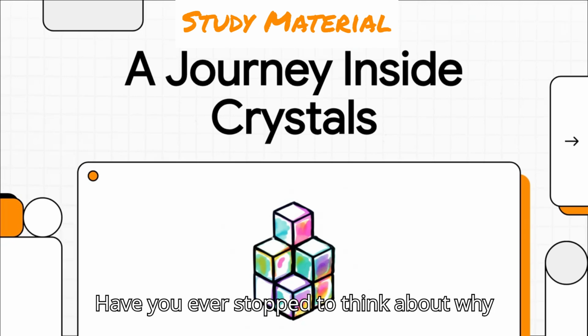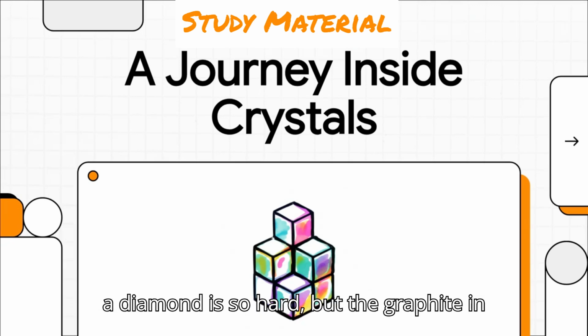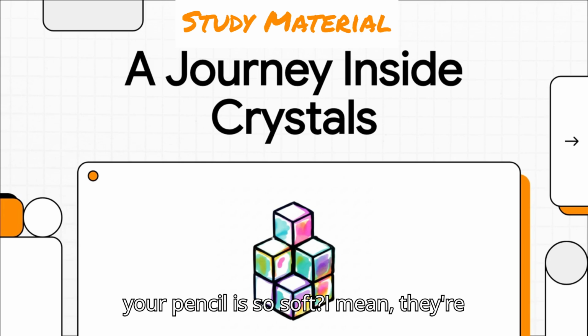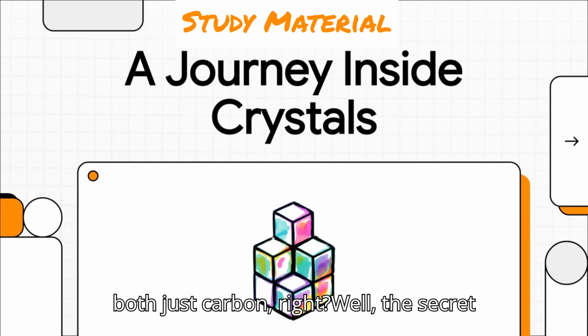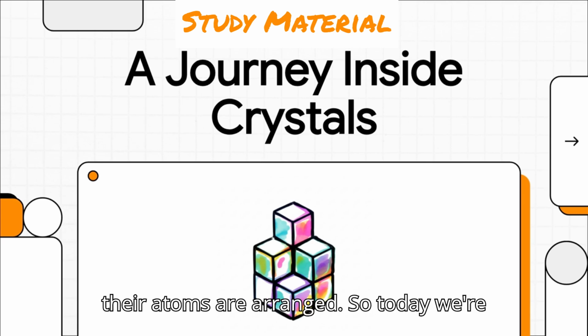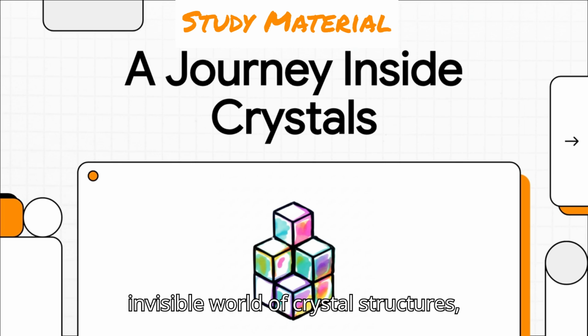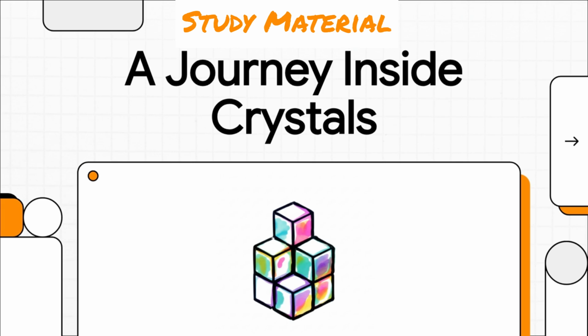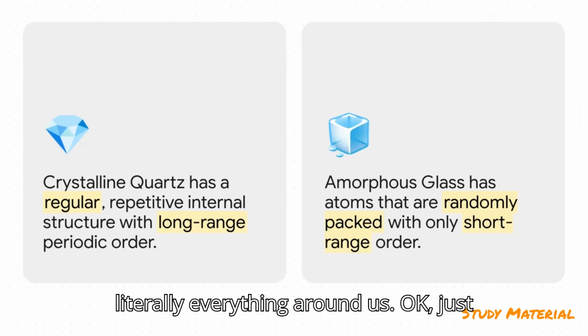Have you ever stopped to think about why a diamond is so hard, but the graphite in your pencil is so soft? I mean, they're both just carbon, right? Well, the secret isn't what they're made of, it's how their atoms are arranged. So today, we're going to take a journey into the invisible world of crystal structures, the atomic architecture that defines literally everything around us.